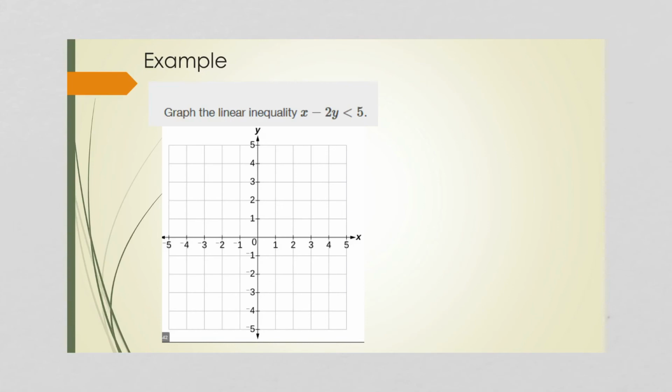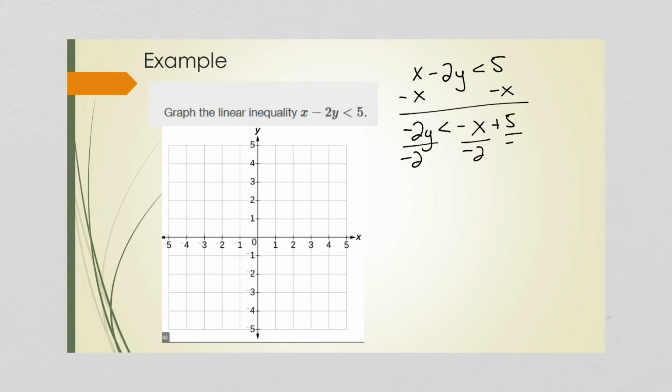Okay, so what about this problem? It's written in standard form. I don't know where my slope is. I don't know what my y-intercept is. I've got to figure that out. So let's do that. I've got x minus 2y is less than 5. I would subtract x from both sides. Remember, I'm turning this into slope-intercept form.